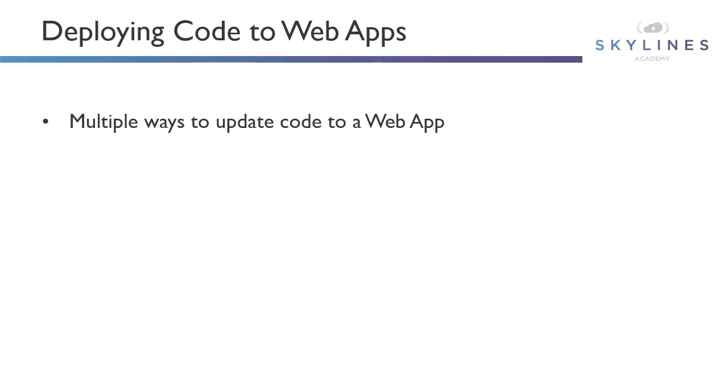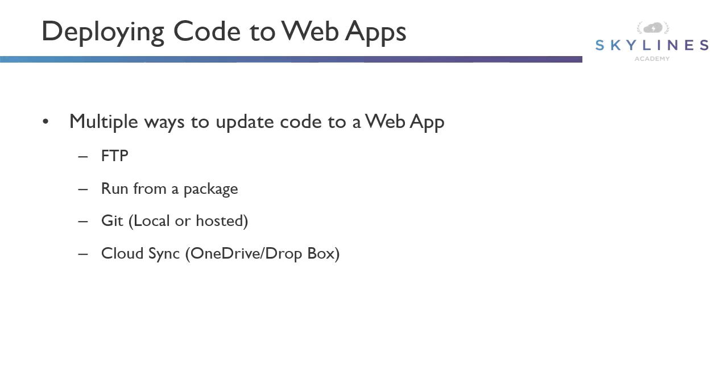One of the most important parts of any web application is the ability to update it over time. There are a variety of ways in which we can push our code up to a web app. These include FTP, or File Transfer Protocol. You can deploy from a package. You can use Git, whether it's running local on your workstation or if you're using a repository that stores that code somewhere centrally. And then finally, Cloud Sync, which is either OneDrive or Dropbox. So when you update the code stored in OneDrive or Dropbox, it can then be used to update your web application.